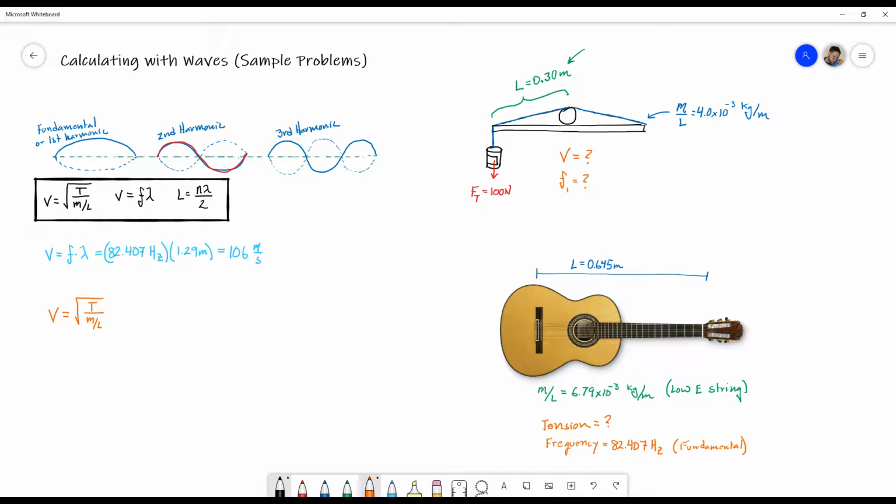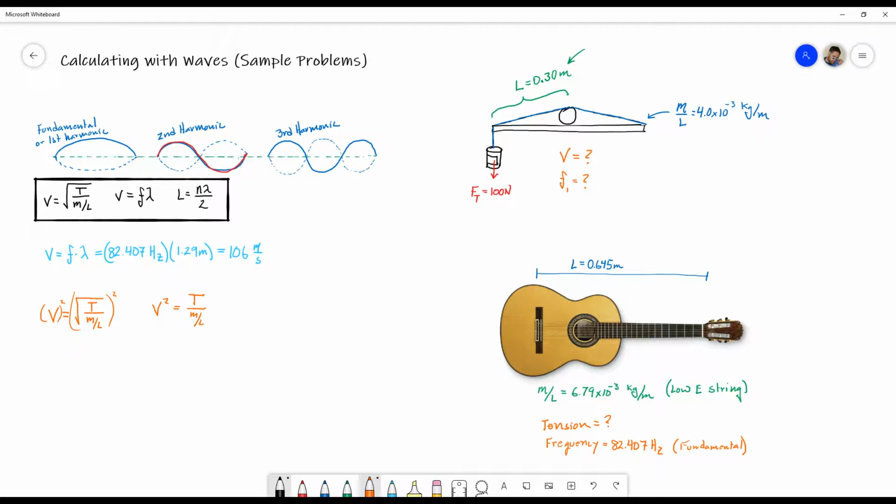To try and figure this out, I actually need to solve this equation for tension to begin this whole thing off. And to do that, I'm going to get rid of the square root. So I'm going to square both sides, this side here and that side there. When I do so, it gets rid of the square root itself. So what I'm left with is v squared is now equal to T over the top of my mass per length.